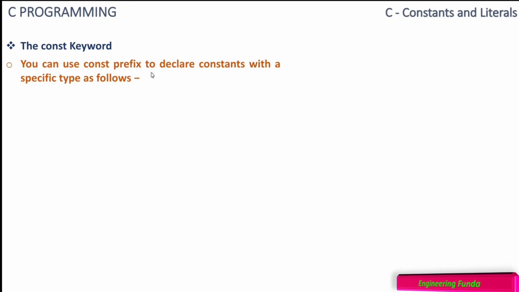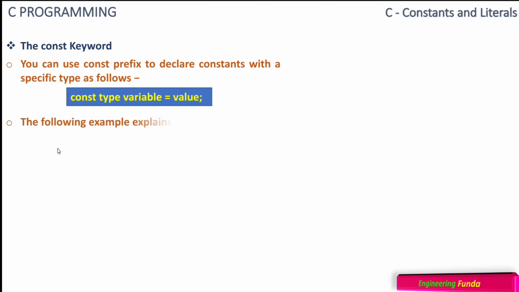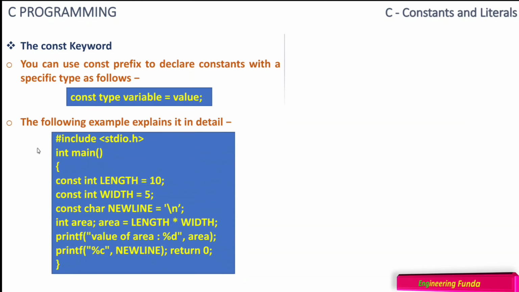And the second way is the const keyword. You can use the const prefix to declare constants with a specific type as follows: const type variable equal to value. This will get clear when we see the example that is here next. So #include <stdio.h>, and you have const int length which is equal to 10, const int width which is equal to 5, then character newline '\n', and the same thing is done.